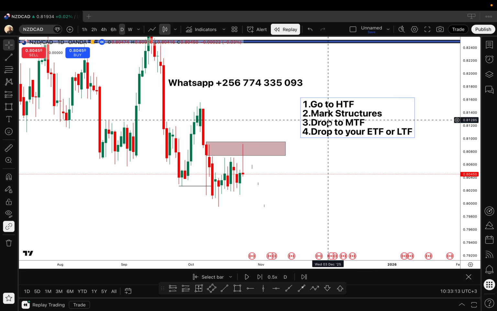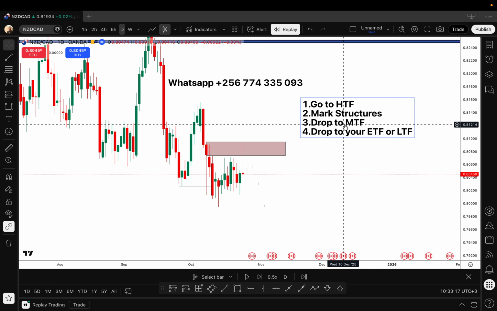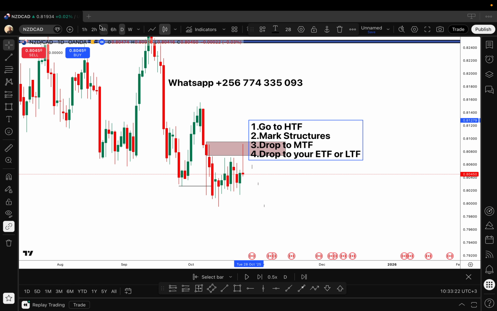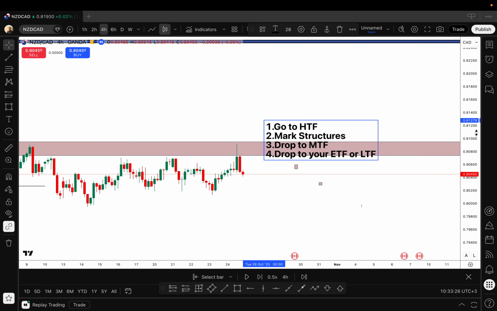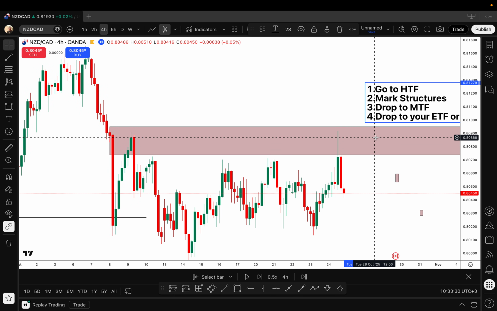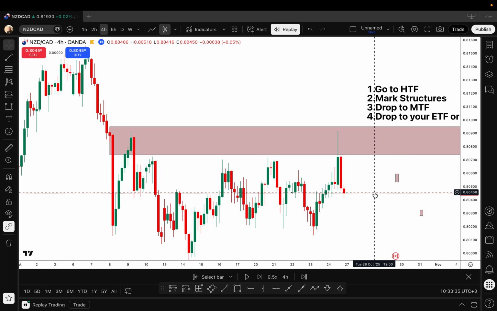So what do the rules say? We have marked out our structures, we have gotten confirmation into the zone, so we drop down to the medium time frame. My medium time frame is always the 4-hour time frame. Always the 4-hour time frame. Now on the medium time frame, what do I want to see? I want to see a change of character. I want to see a break of structure.